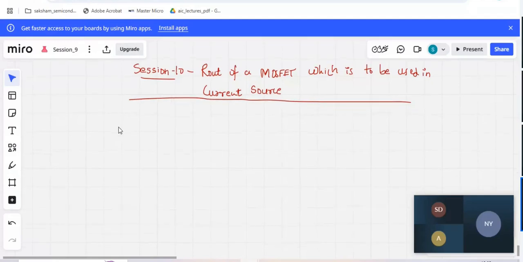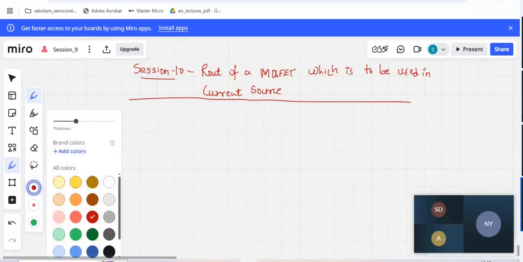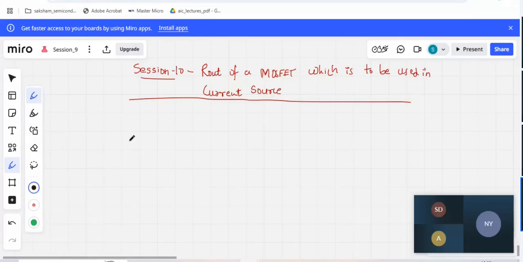Now, yesterday we discussed the theoretical aspect of the current source. So we'll continue with that. And today we'll try to do some sort of simulation. Before doing the simulation, let us try to understand what we are going to do in this session.